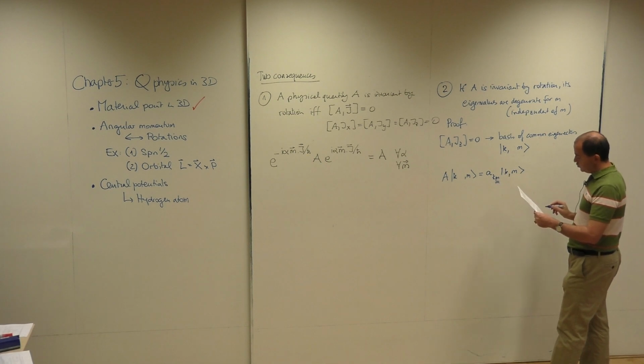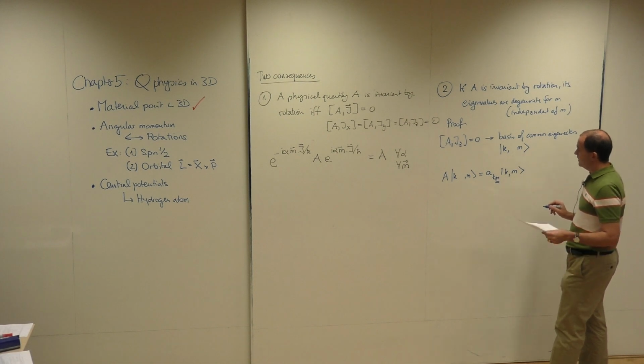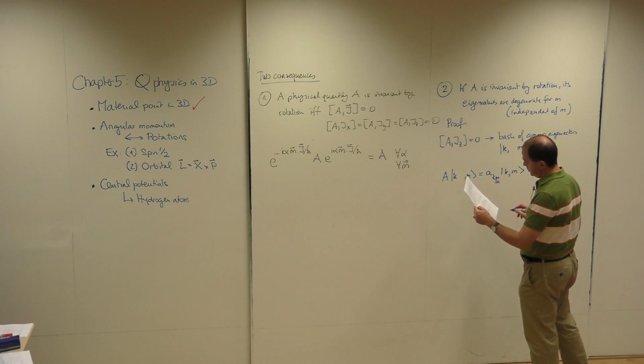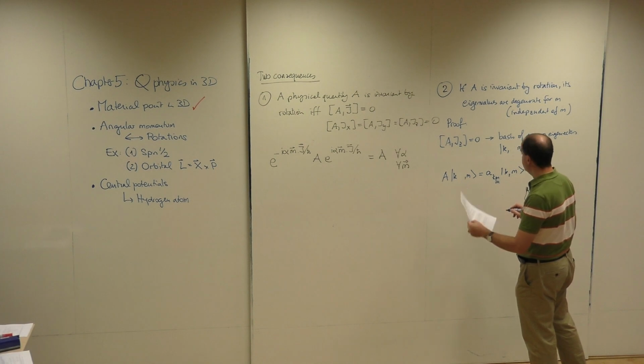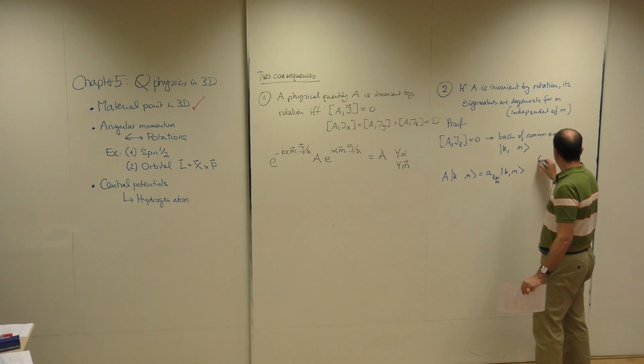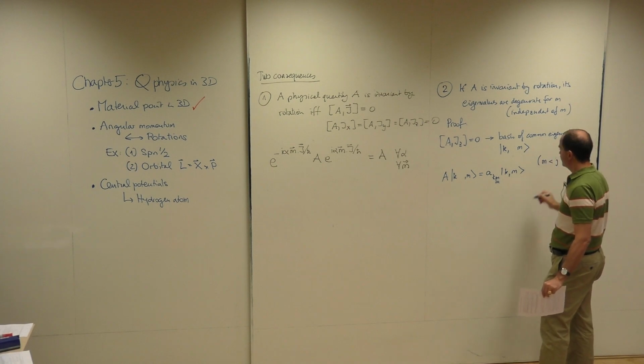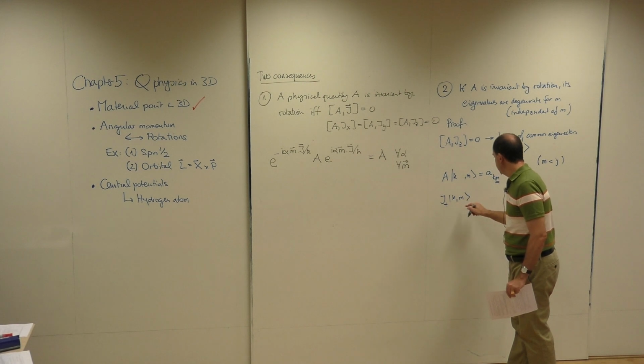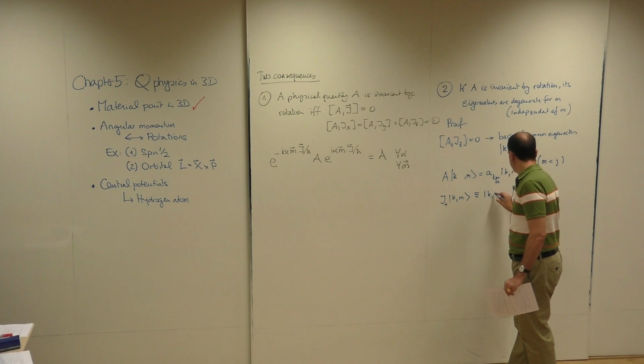Then what I can do is, well, I can apply, for instance, which one do I choose? J plus. Okay. So let's assume, for the sake of the argument, that M is strictly smaller than J. Then what do I have? I have that J plus on K M, well, this is going to be something proportional to K M plus 1.